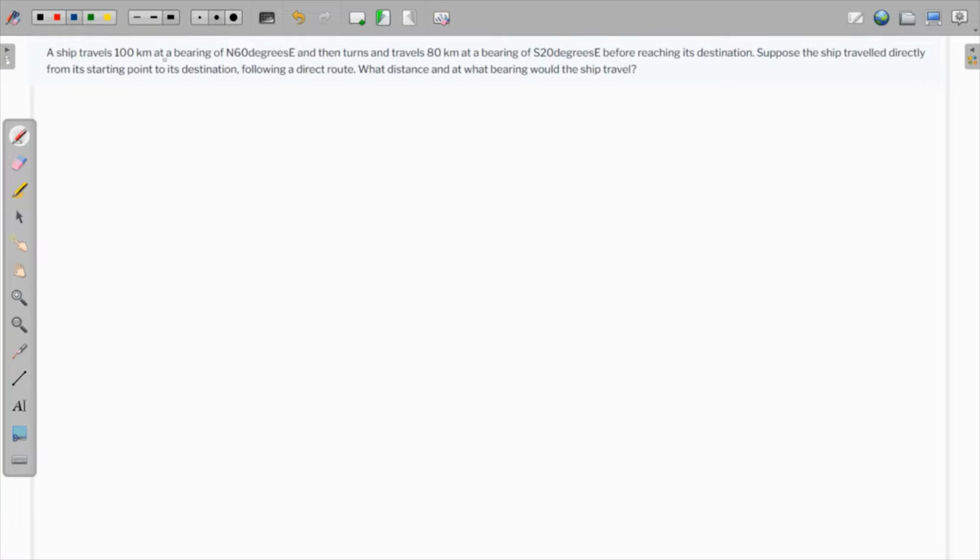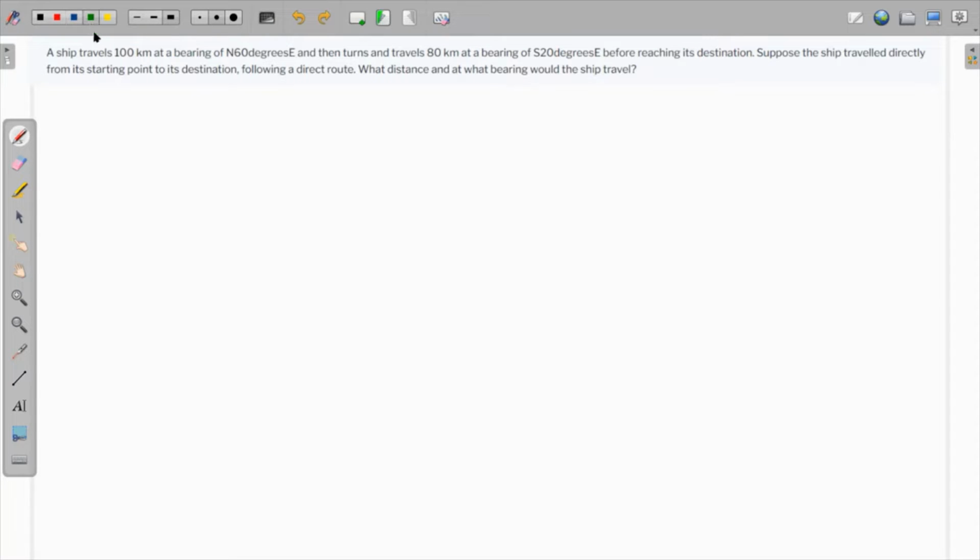A ship travels 100 kilometers at a bearing of north 60 degrees east, and then turns and travels 80 kilometers at a bearing of south 20 degrees east before reaching its destination. Suppose the trip goes exactly directly from its starting point to the destination following a direct route. So what is the distance and what bearing should the ship take?